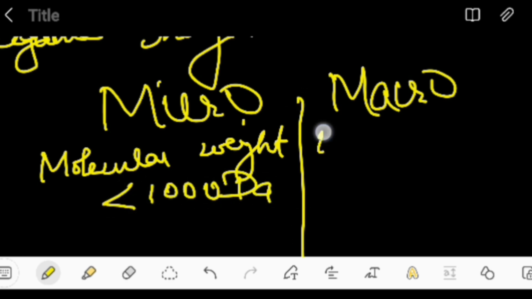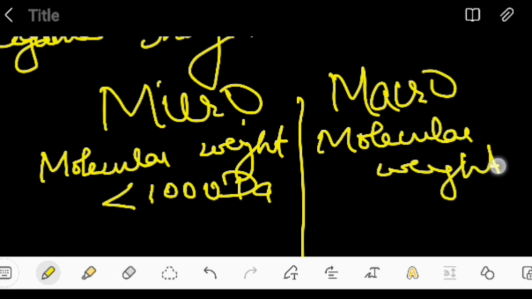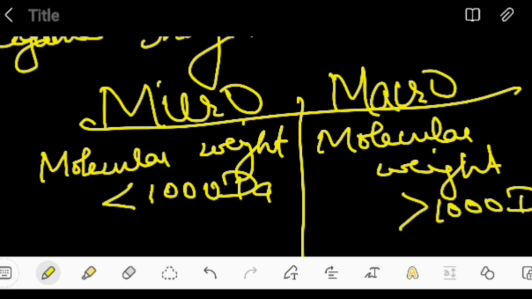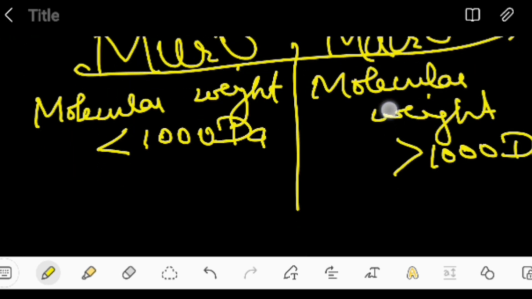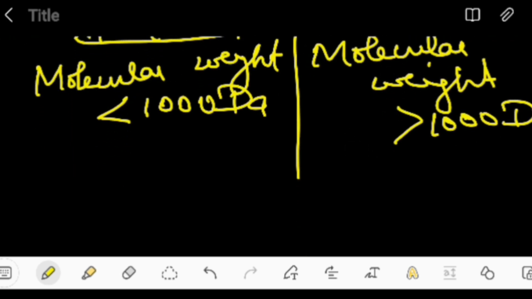So what will be here? Their molecular weight will be more than 1000 Da. One is small, one is big. That is the main thing which we know. One is small and one is big. So then what is the special thing?